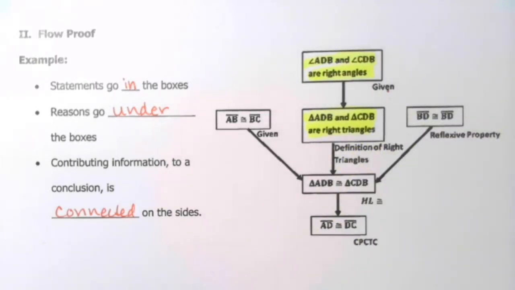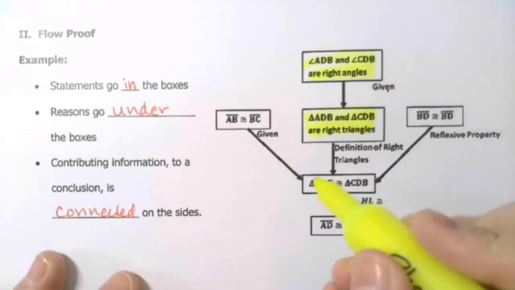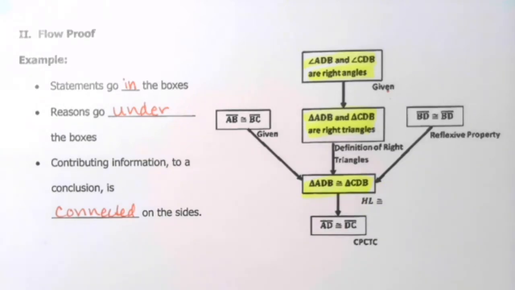So if they are, now this is where the conclusion needs extra information. We want to prove that the triangles are congruent, but knowing they're right triangles is not enough.